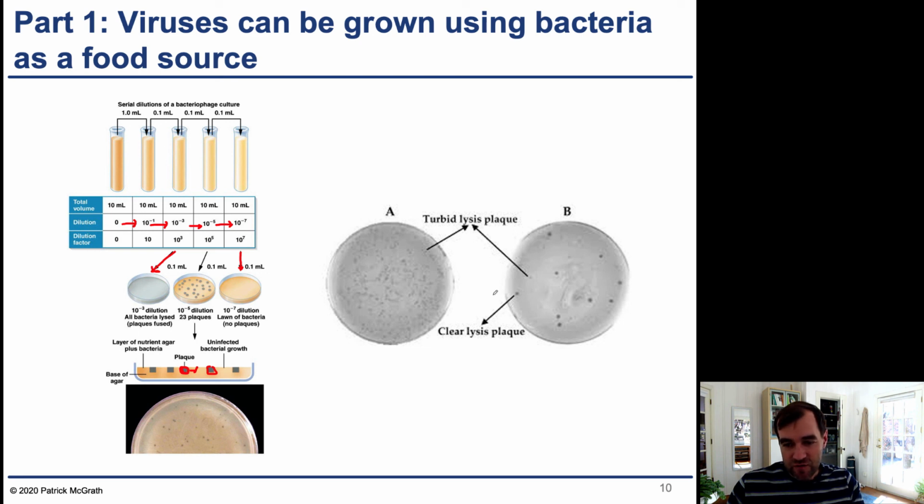An example of this is a clear lysis plaque versus a turbid lysis plaque. The clear one looks like everything is super dark, and with this one, there's still something that looks like a plaque, but it's not quite as dark. Early researchers studied the genetics of the phages using this as a phenotype.